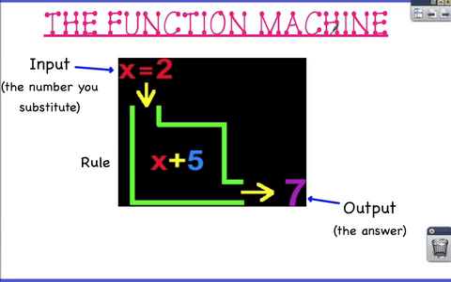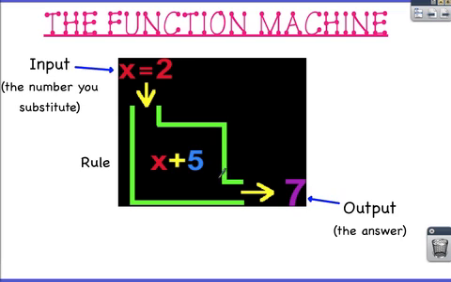You may recall from years past learning about something called a function machine. From what you may recall, a function machine is a machine that has a specific rule, such as x plus 5. Your input is the number that you're substituting in for the variable. So if I have an input of 2 and my rule is x plus 5, then the machine will calculate 2 plus 5 and spit out 7, which is our output.